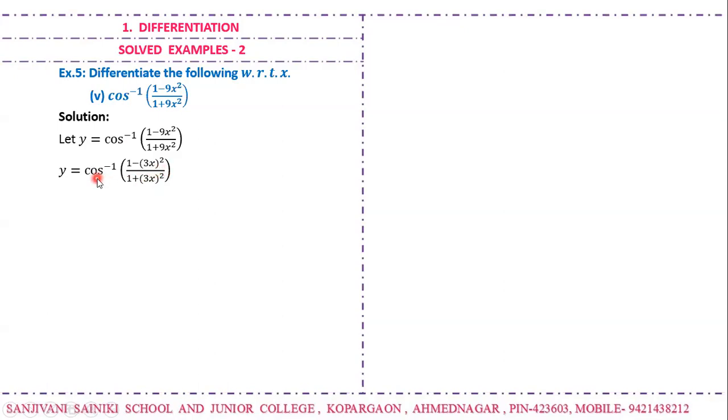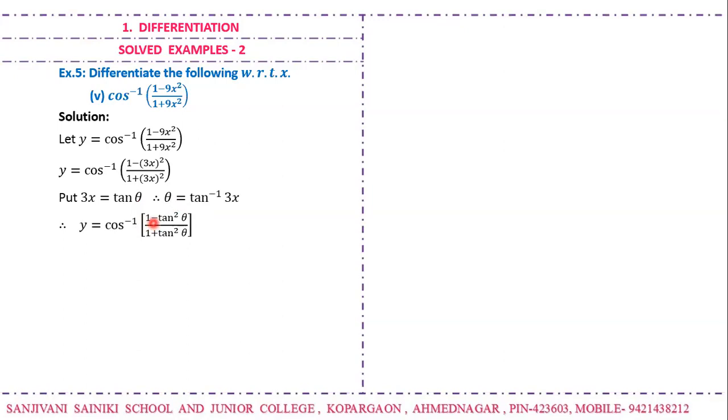Now, if there is a cos inverse function, then in the bracket we must have cos 2 theta, cos 3 theta, or sin theta, sin 3 theta, and so on. But the expression in the bracket looks like 1 minus something square upon 1 plus something square. So we put 3x is equal to tan theta. So theta is equal to tan inverse of 3x.